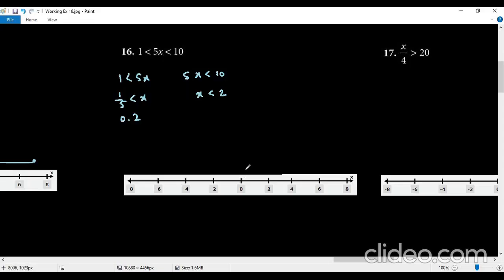0.2 is going to be somewhere here. Okay, if you divide this into 5 parts, this is going to be the first one. 0.2 is going to be here. You can mark this way. This is 0.2, and this is going to be your empty circle, and this will go all the way till 2. So this one is going to be filled. Connecting these two will get you full marks.